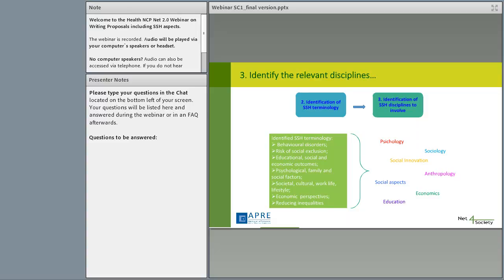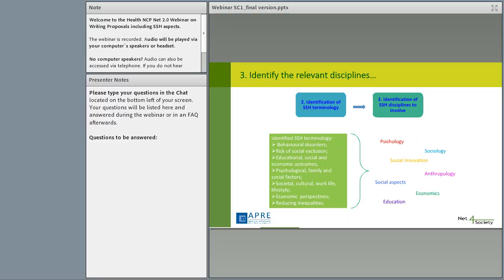But which are the disciplines that are related to this terminology? On the right side of the slide, you have the answer to this question. Psychology, sociology, social innovation, anthropology, social aspects, economics, and education are all the disciplines that you need to consider to fulfill the request of the topic, to reach all these aspects that are in the SSH terminology.